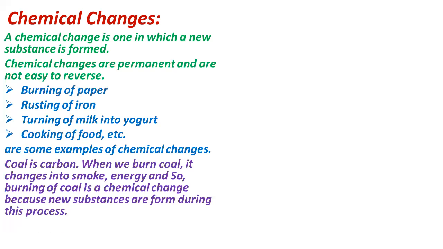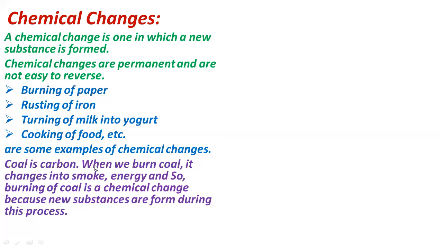Coal is carbon, and when we burn coal, it changes into smoke. It gives us energy, and the burning of coal is a chemical change because the coal is converted into ash and smoke, and energy is released. So new products are formed.